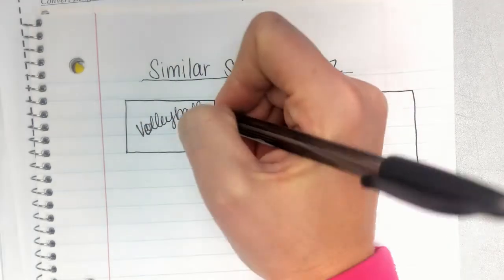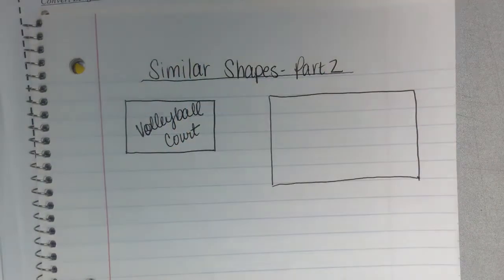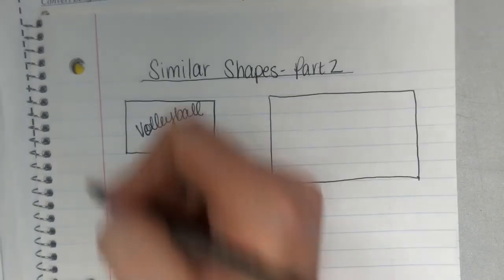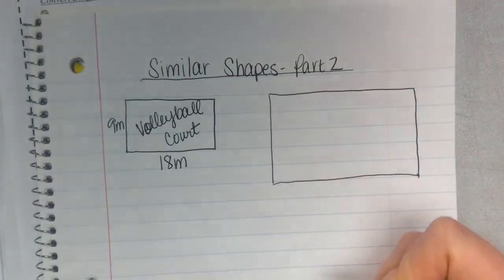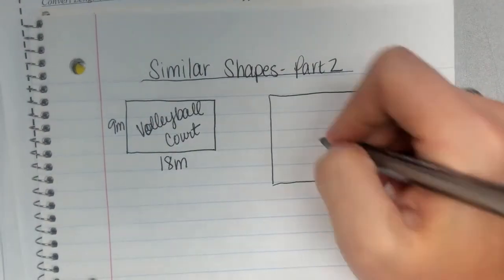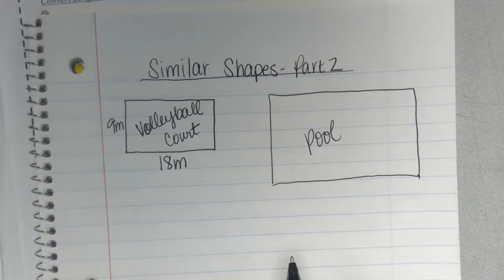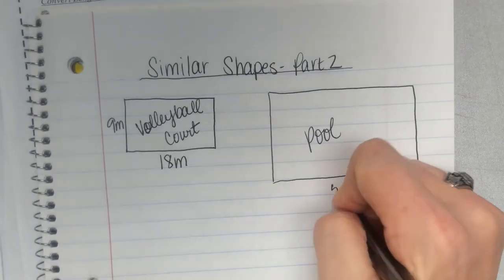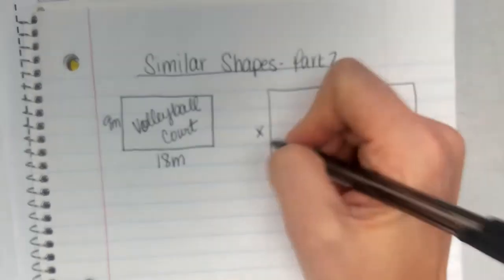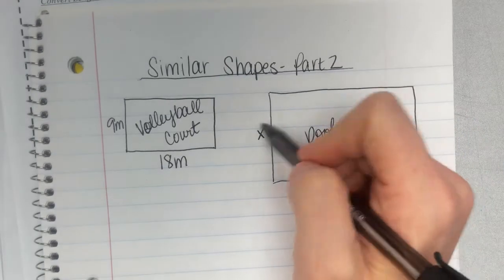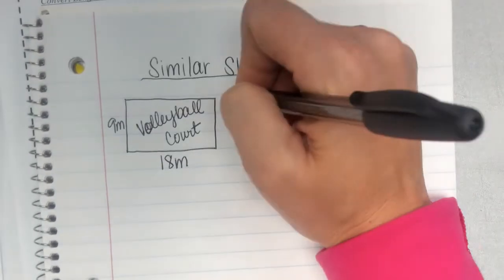The rec center has a volleyball court, and that's how big the volleyball court is. It's 9 meters by 18 meters. They also have a pool. This is the size of the pool. It's 50 meters, and we don't know this side length over here. That's why I'm going to put X. X represents what we don't know. This is what we need to find out.